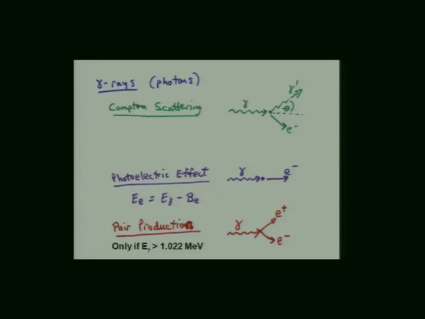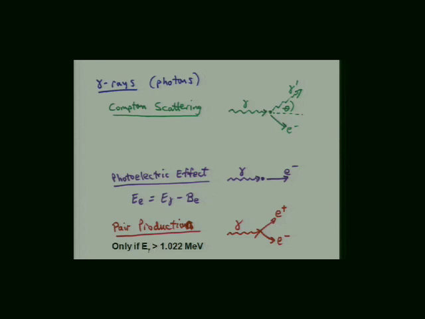Three different processes, and let's talk about them in a little bit more detail, in particular the Compton scattering. I wrote down a formula for you the other day which allows you to calculate the energy of the outgoing photon as a function of the energy of the incoming photon and the angle through which the photon is scattered. Okay? We didn't talk about what is the relative probability for photons to be scattered as a function of angle.